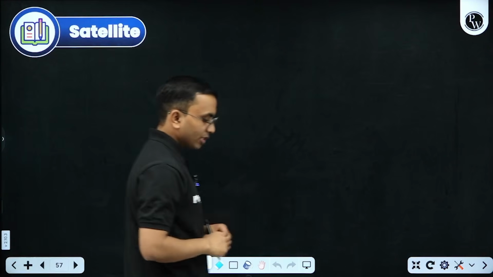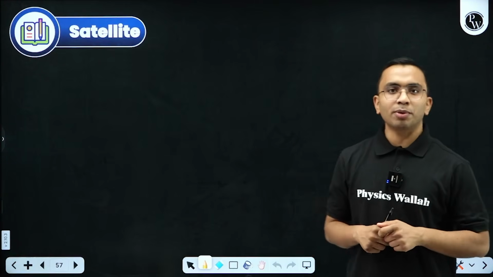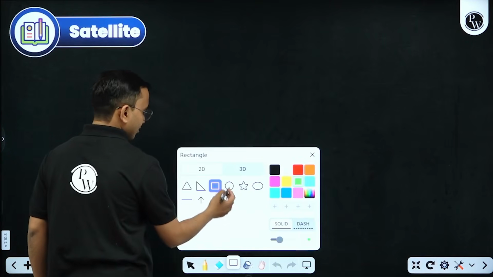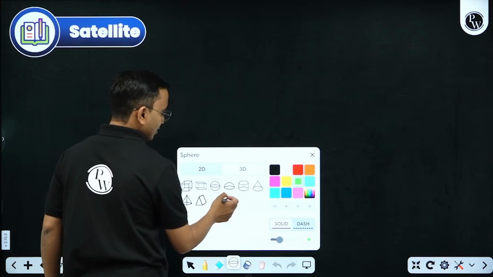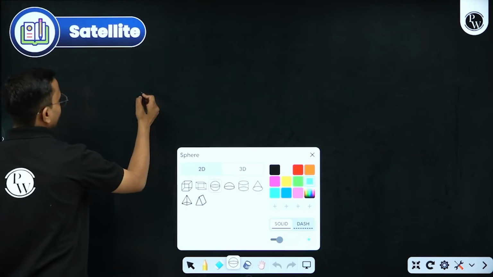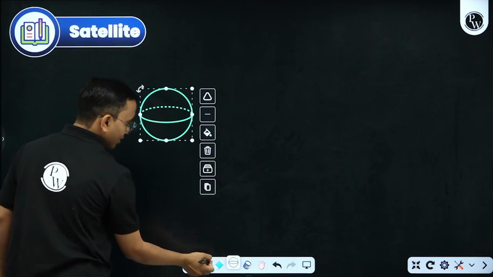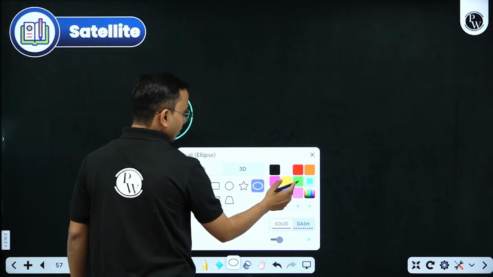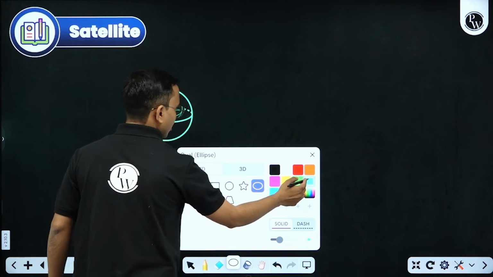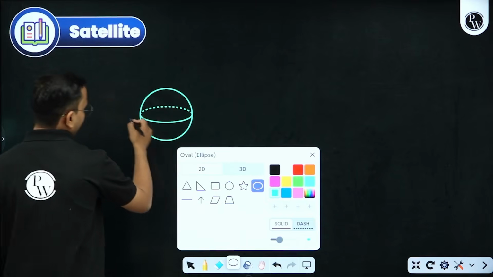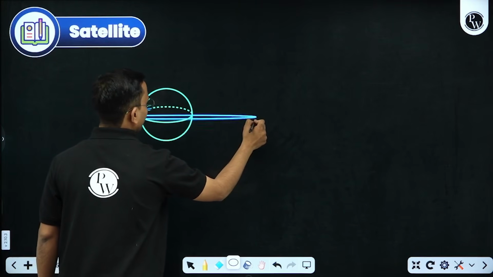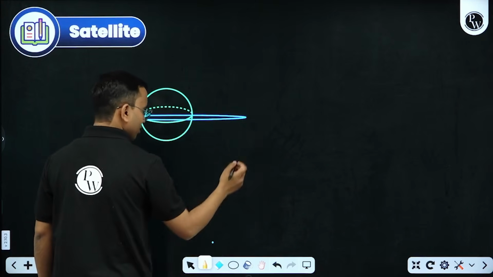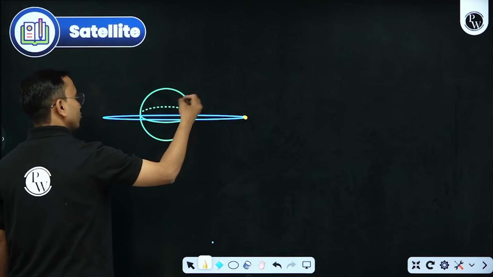Now let us talk about another important section of this chapter, that is satellites. So let us consider this is our Earth, and a satellite is moving around the Earth in a circular orbit, like this.